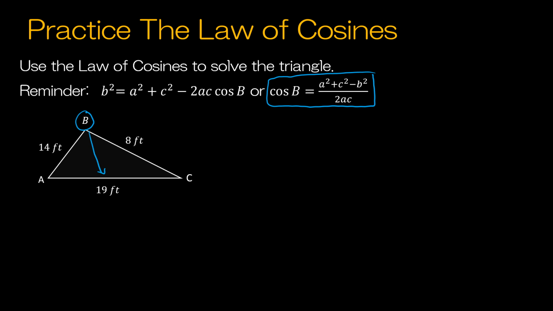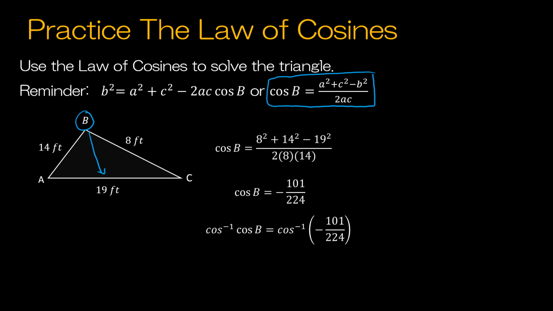Cosine of b is equal to a squared plus c squared minus b squared over 2ac. So I'm just going to take that formula. I'm going to replace a with 8, b with 19, and c with 14. And you can see that I would get cosine of b is equal to negative 101 divided by 224. To solve, I'm just going to take the inverse cosine on each side, and that is going to give me that b is about 116.8 degrees.